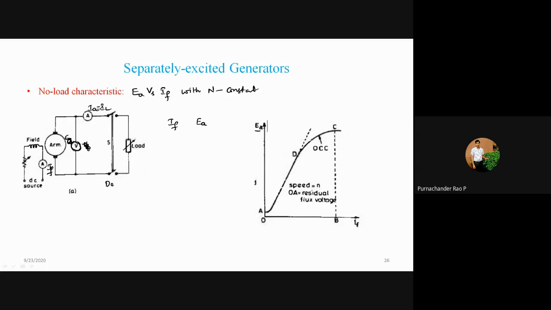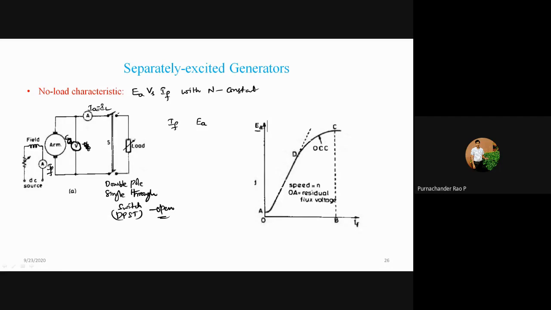This is called a DPST switch, which is known as double pole. Here this is pole 1 and pole 2. So double pole single throw switch, which is normally represented as DPST. This DPST is always in open condition. Okay, and now we'll see the characteristic here.